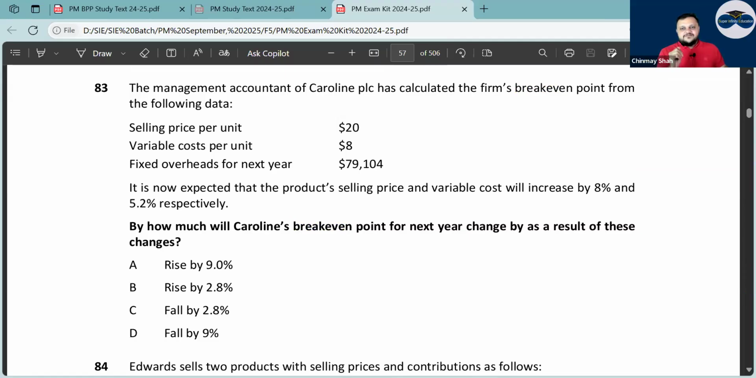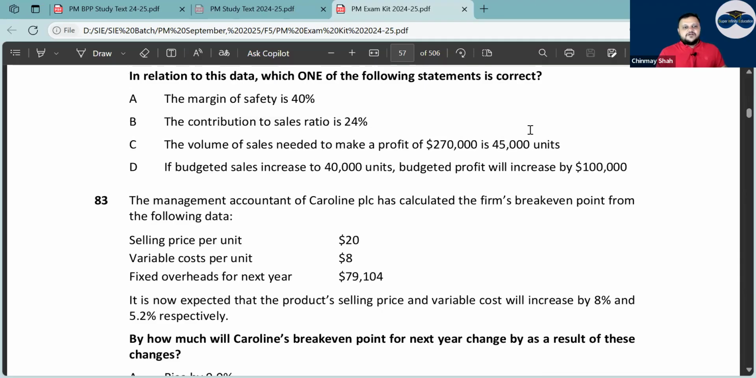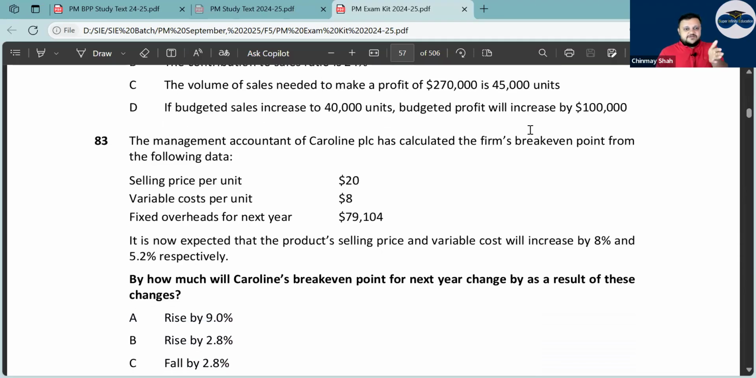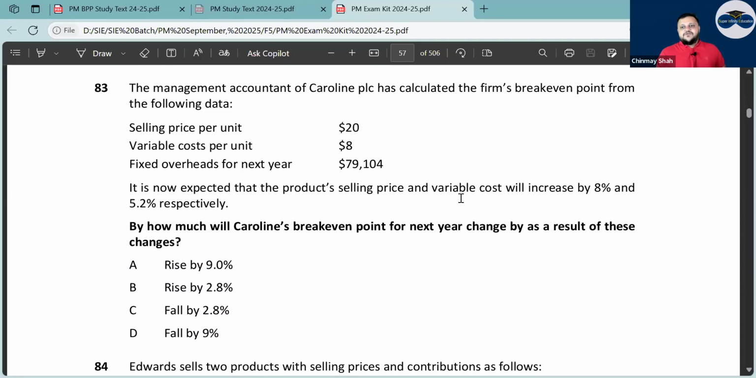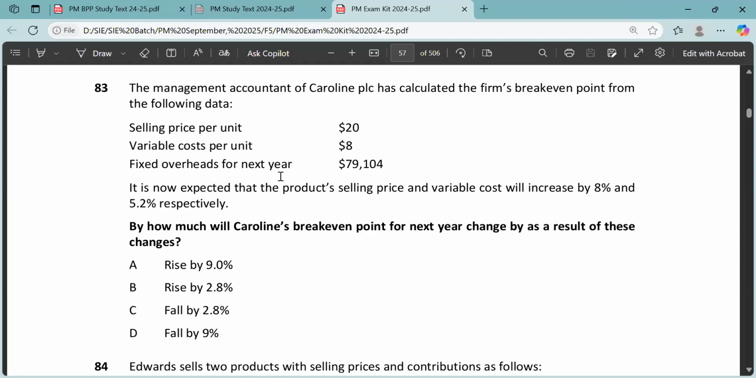अरे बट तू पढ़ना, you read the question properly, right? Correct. The management accountant of Caroline company calculated the firm's break-even point from the following data: selling price, whatever given, correct. Hey baba, you can do this. Tell me, you can do this now. Impact, increasing, decreasing. Homework.